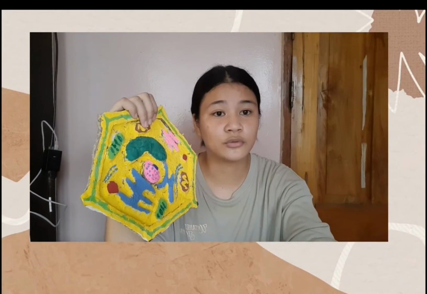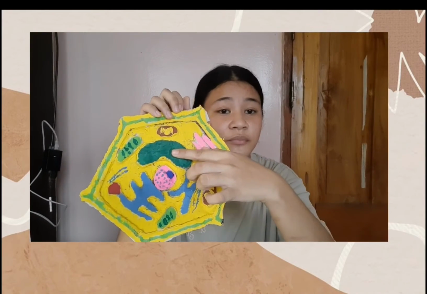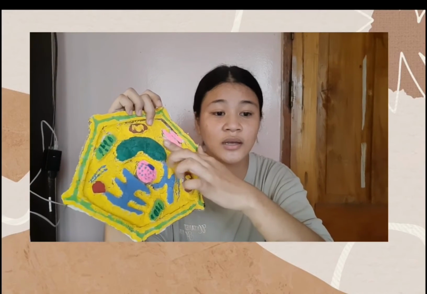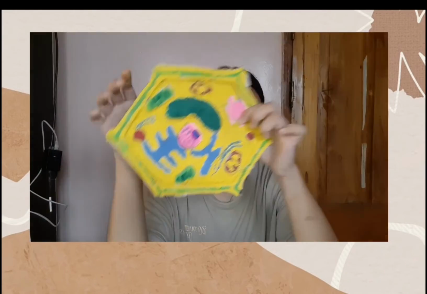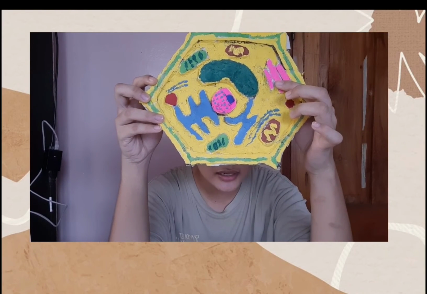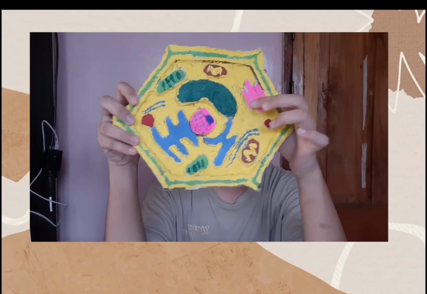Next is the vacuole. It keeps the cell firm. Next is the Golgi apparatus. It is responsible for transporting, modifying, and packaging proteins and lipids into vesicles for delivery to targeted destinations.